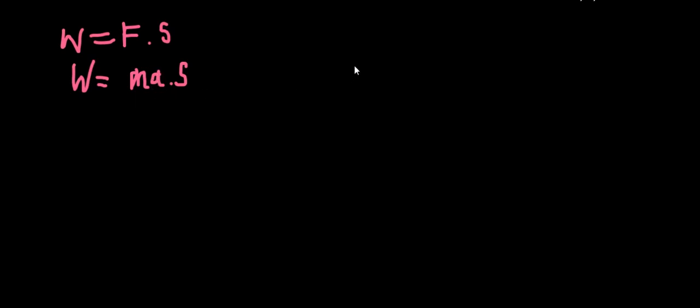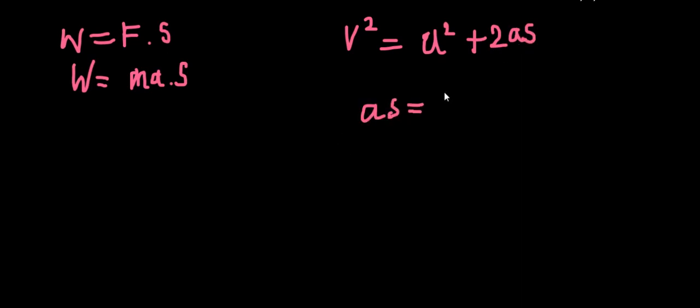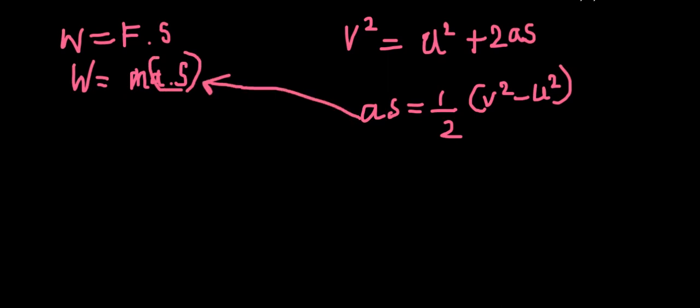From this I'm showing you the third equation of kinematics, that is v square is equal to u square plus 2as. From this equation, a s can be written as 1 by 2 into v square minus u square. So this a s is going to be substituted right here. Work done is equal to mass into acceleration into displacement, and this is going to be written as this.